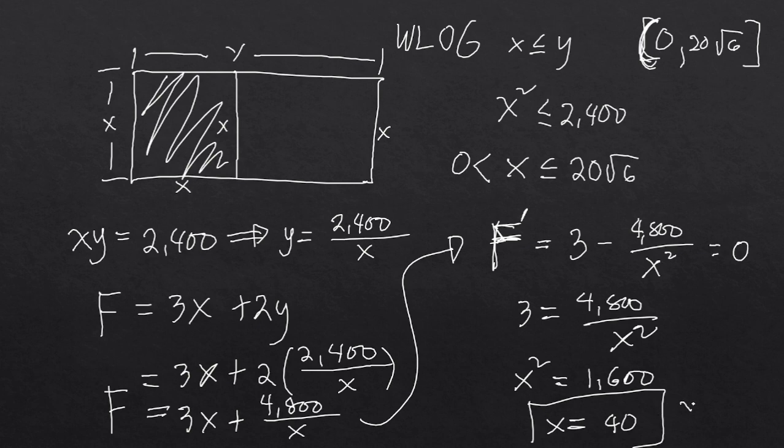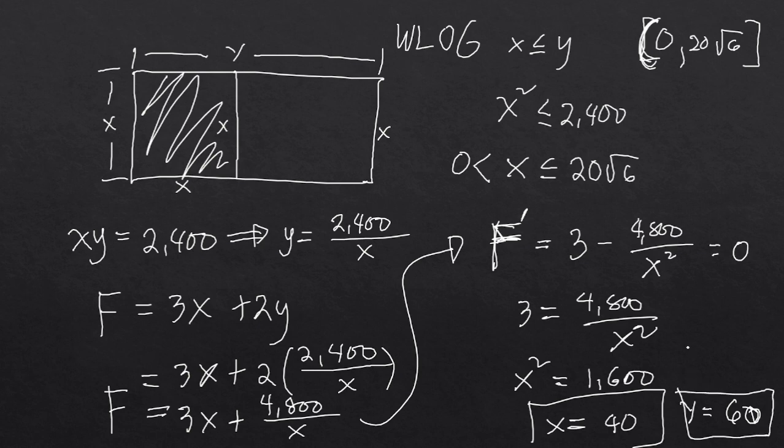So we will be solving for the y here. We will go back to the function here. As we substitute 40 here, you will have 2,400 divided by 40. That would give us 60. So your critical point is the point (40, 60).